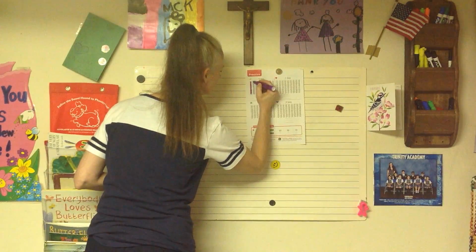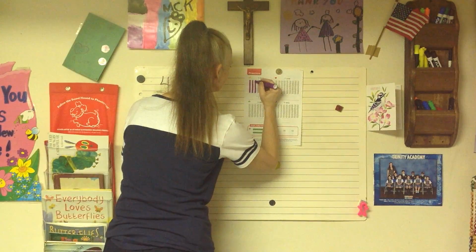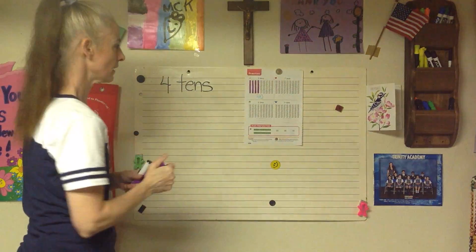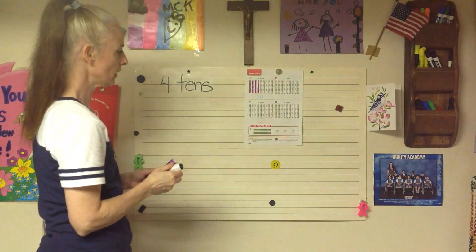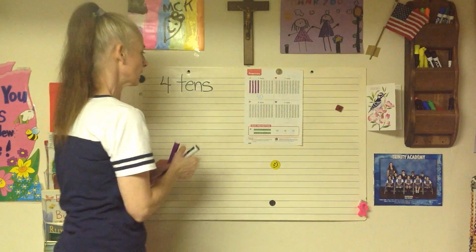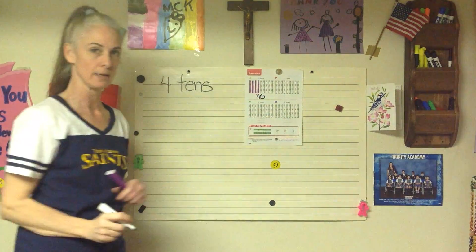1 10 stick, 2 10 stick, 3 10 stick, 4 10 stick. But how much is 4 10 sticks? Below is what you'll write. 4 10 sticks. Count by 10. 10, 20, 30, 40. So, 4 groups of 10 is 40.